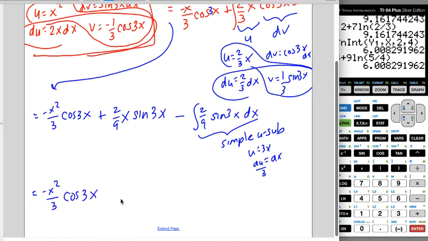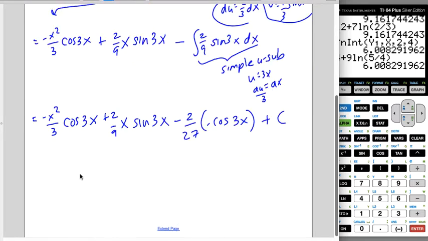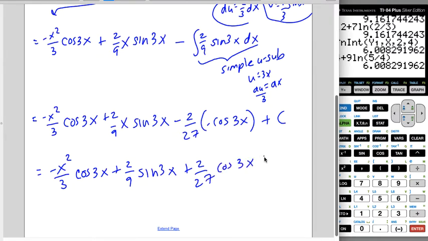So I get negative x squared over 3 cosine of 3x plus 2/9 x sine of 3x. And then when I integrate this, again, I'm going to have to divide by 3. And when you integrate sine, you get negative cosine. So this is going to be a negative 2/27 times a negative cosine of 3x plus c. When I clean up the negative times a negative, my final answer is going to be negative x squared over 3 cosine of 3x plus 2/9 sine of 3x plus 2/27 cosine of 3x plus c.